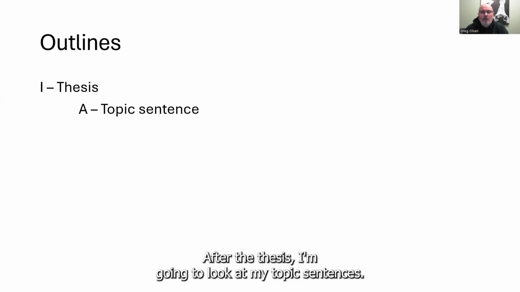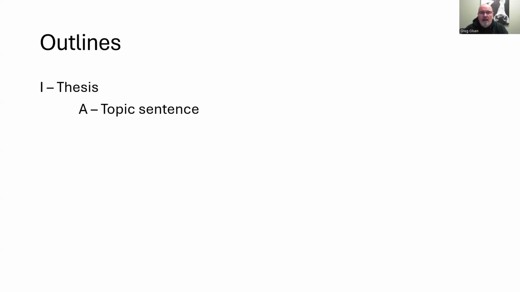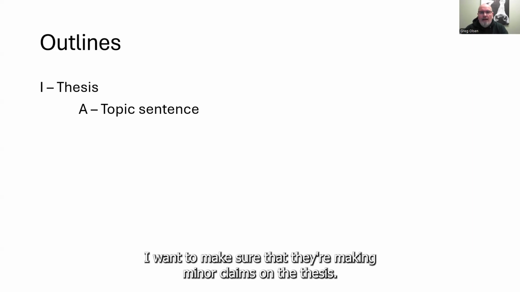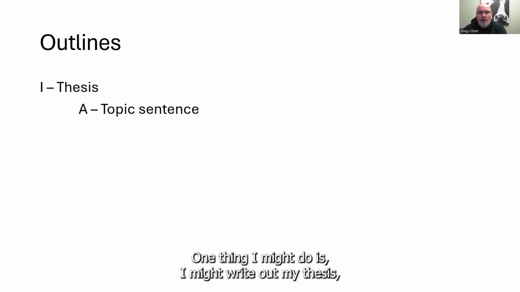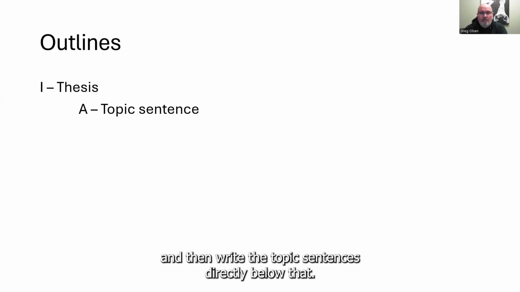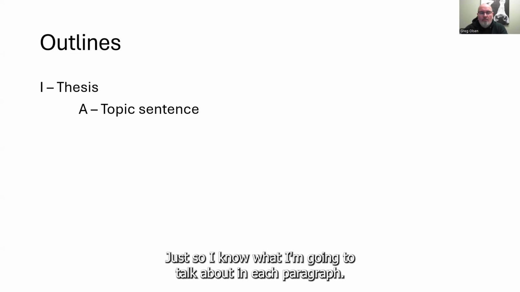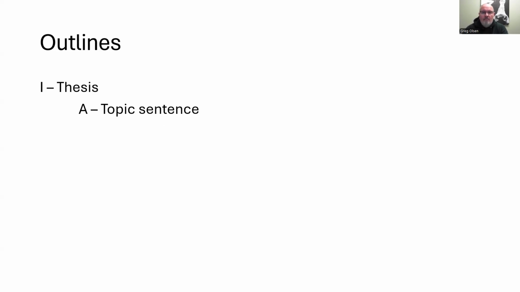After the thesis, I'm going to look at my topic sentences. I want to make sure that they're making minor claims on the thesis. One thing I might do is write out my thesis and then write the topic sentences directly below that, just so I know what I'm going to talk about in each paragraph.